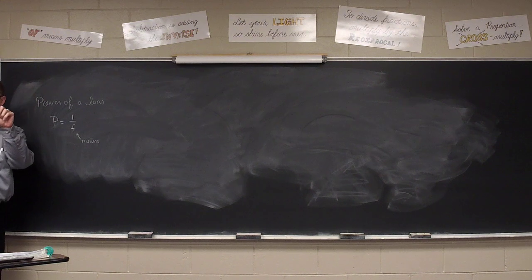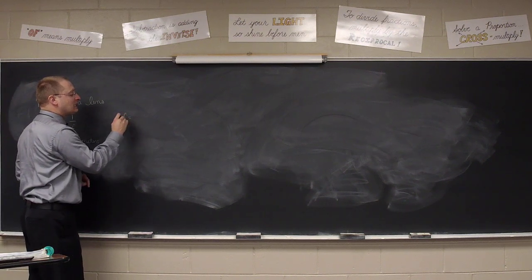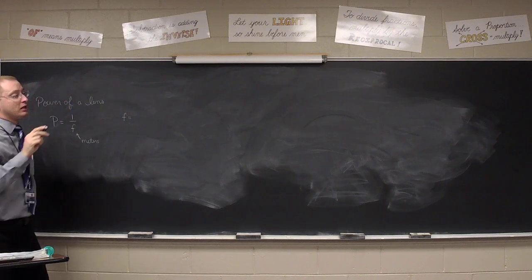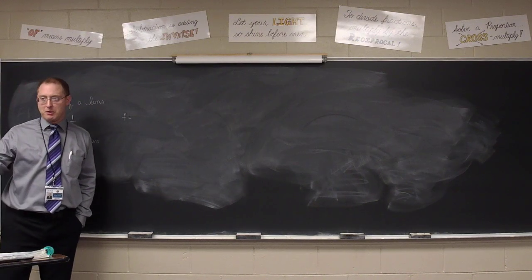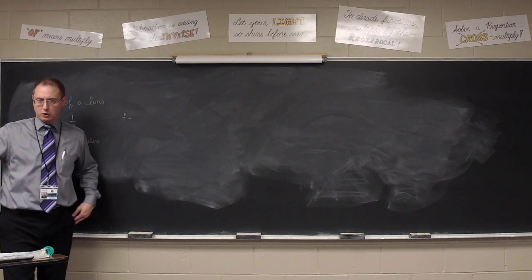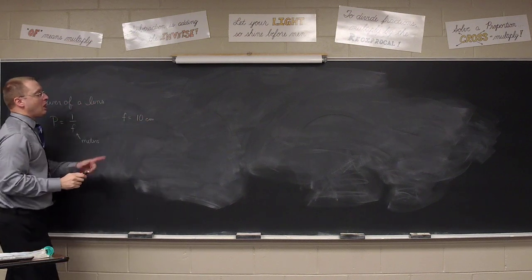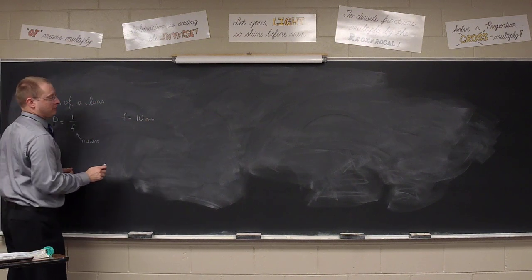For instance, the squatty little lens. Remember the squatty little lens? It had a focal length of, I think it was 10 centimeters? Because at 20 centimeters away was when the image looked the same. So let's just say it had a focal length of 10 centimeters. Well, we would have to change that to meters, wouldn't we? What would that be in meters?